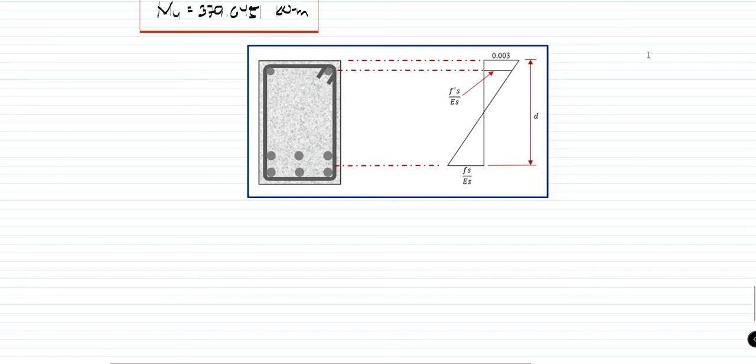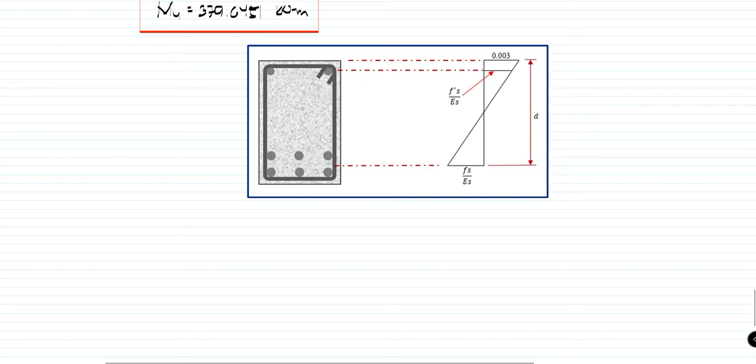Because its derivation came from the assumption in the stress diagram that C is equal to T, and this equation is just for a singly reinforced beam. Now, we proved that it is a doubly reinforced beam. So, we have to change its balance steel ratio from singly to doubly.